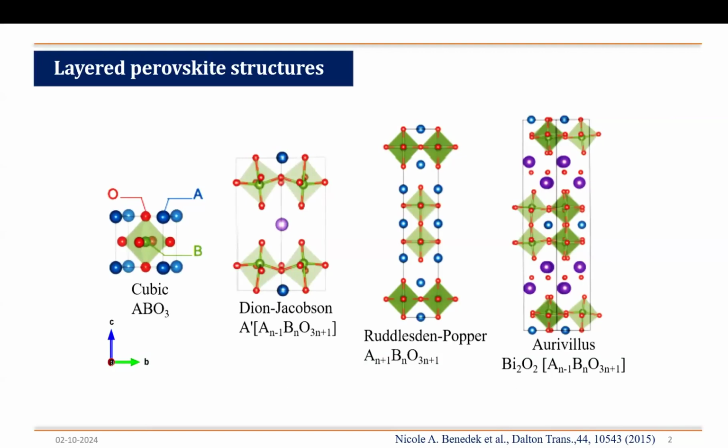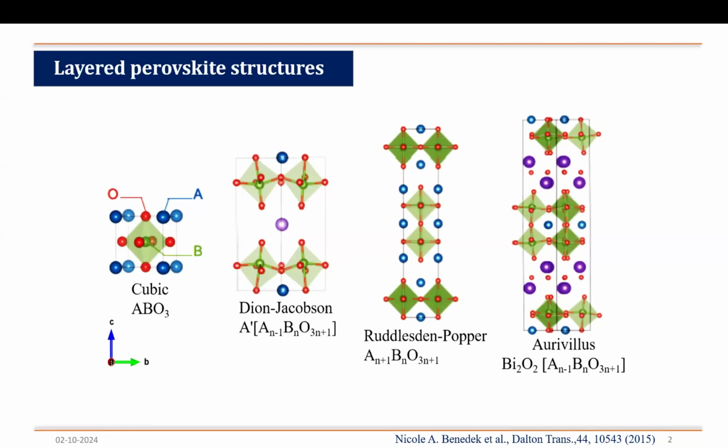So as you can see from the structure given here, the difference between perovskite structures and the layered perovskite structures is that along the C-axis, there is no connectivity of the octahedra in layered systems. So when the connectivity is lost along the C-axis, this can lead to various properties which are entirely different from those of the perovskite structures.